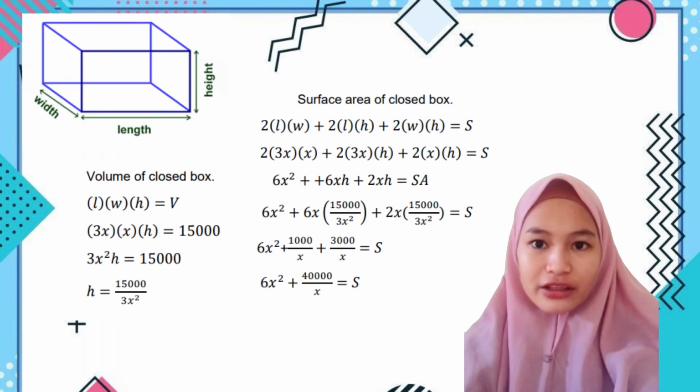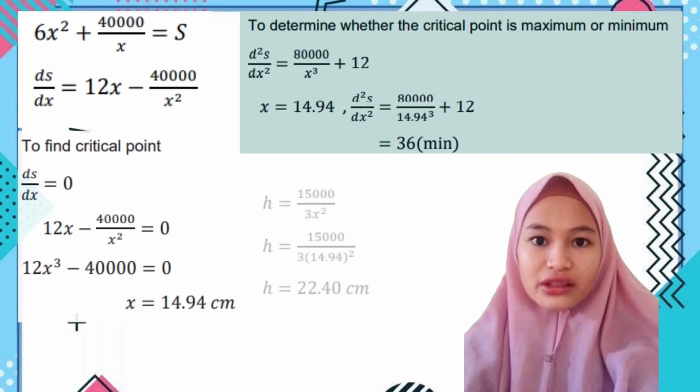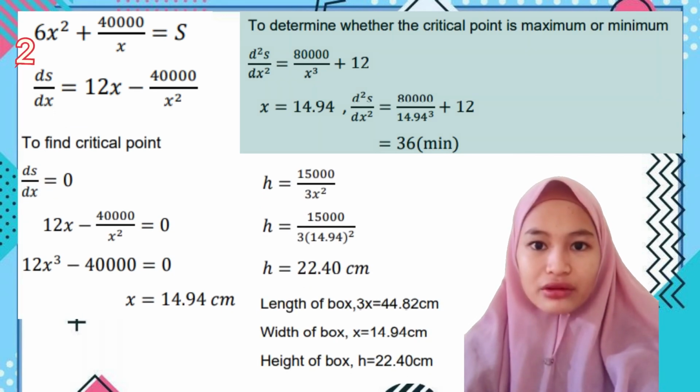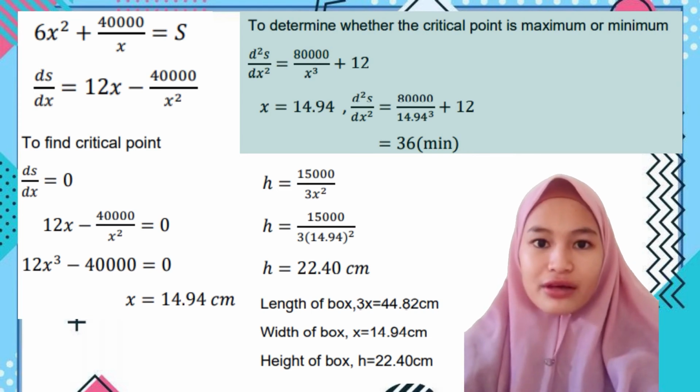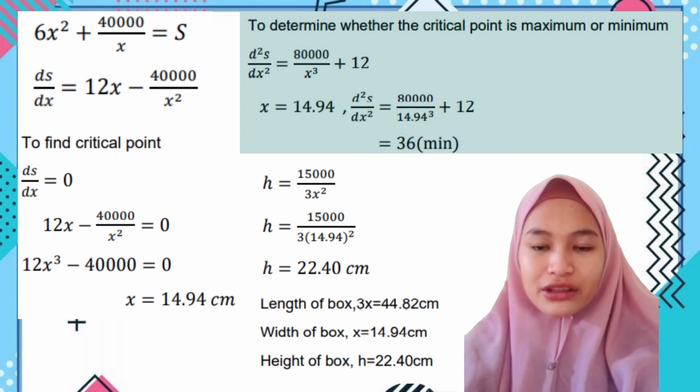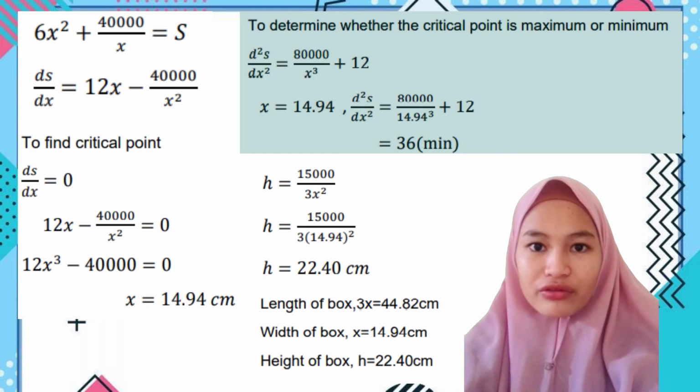Step 2. Find the dimension of the closed box using derivative. After you differentiate that, you will get 12x minus 40,000 over x squared. To find the critical point, we declare dS over dx equals 0. So 12x minus 40,000 over x squared equals 0. So you will get x equals 14.94 cm.